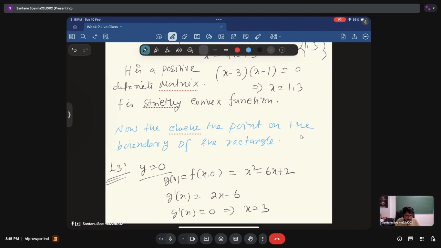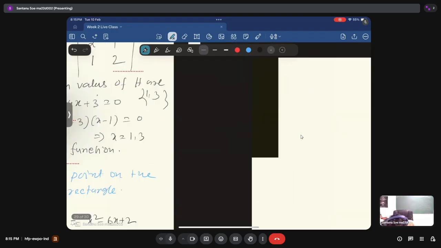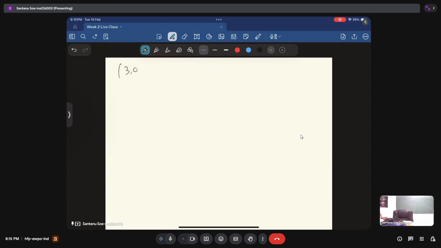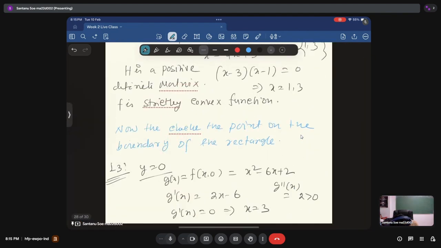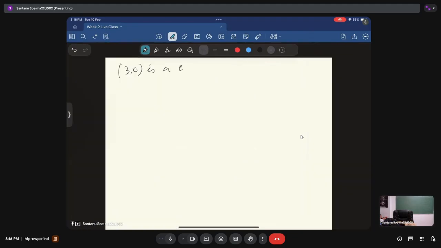Now since the function has been reduced to a one variable case, then we can use the derivative test for one variable, which we have learned in integral analysis. So here the critical point of g is nothing but x equals to 3. So again, g double prime of x is 2, which is greater than 0. So this is implying that 3 is a point of local minima. So now we can say that 3 comma 0 is a critical point of f. Okay.